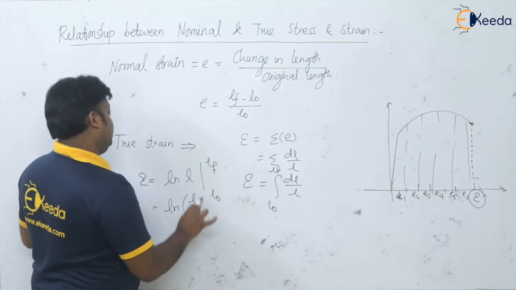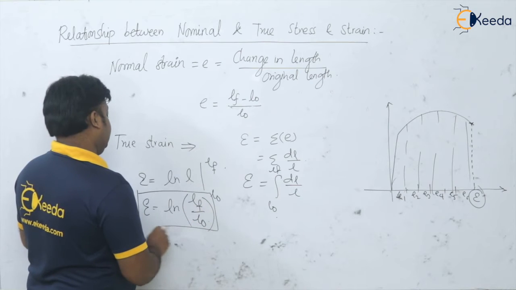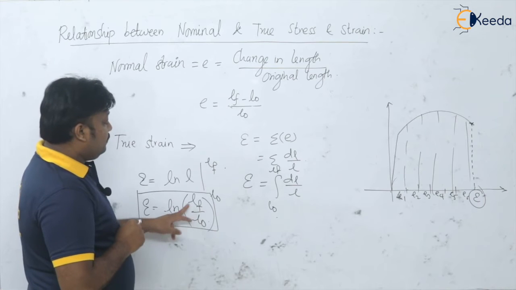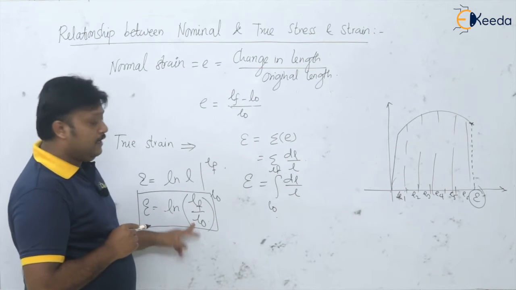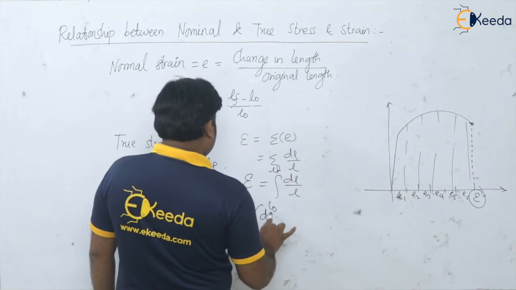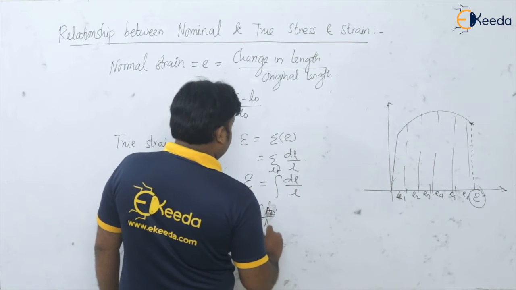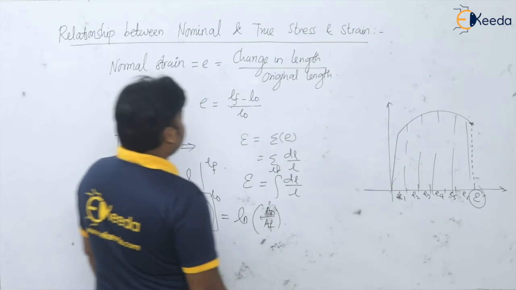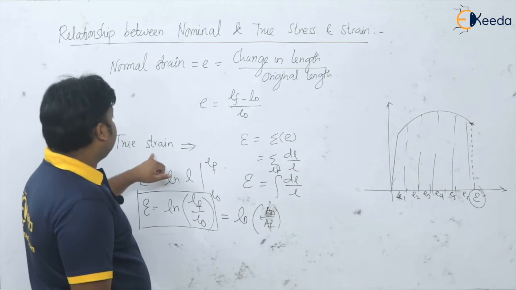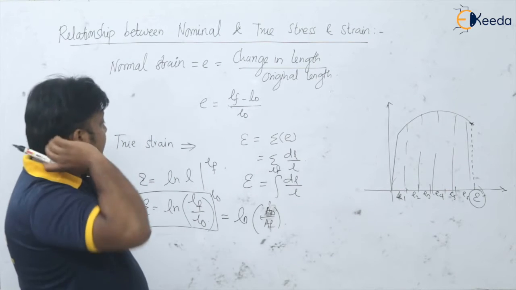So dear student, this is what? The true strain that we know. This is the true strain, ln of L final divided by L original, or in terms of area we can calculate ln of A original divided by A final. This we know, isn't it? Now we want the relation between this true strain and the normal strain.